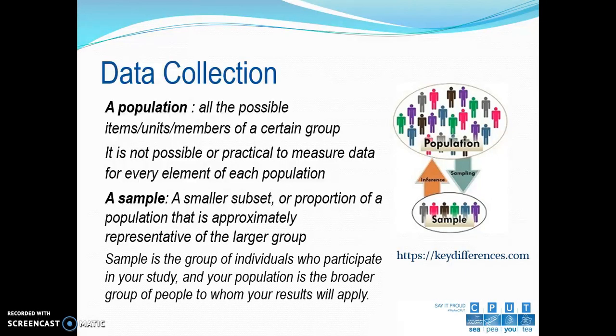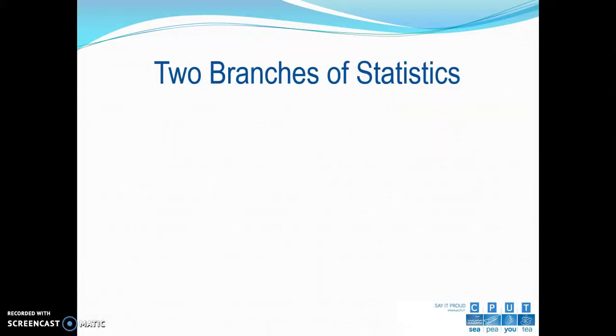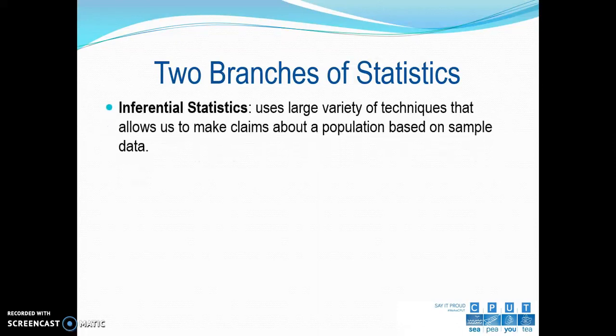In other words, a sample is the group of individuals who will participate in your study, and your population is the broader group to whom your results will apply. There are 2 branches of statistics. Firstly, we have inferential statistics.